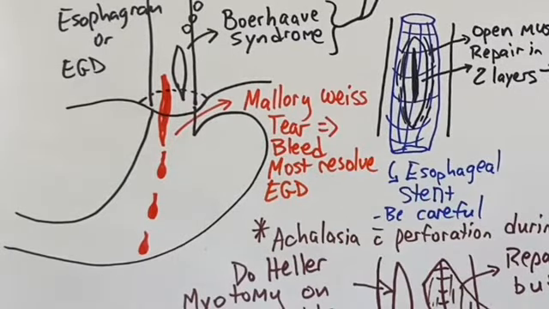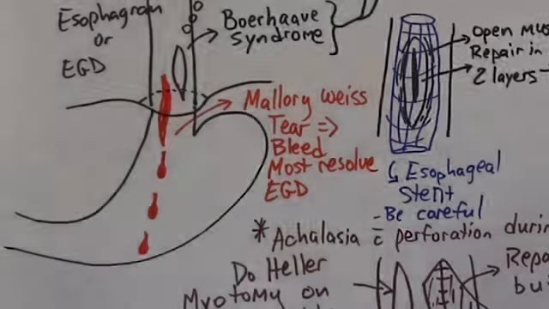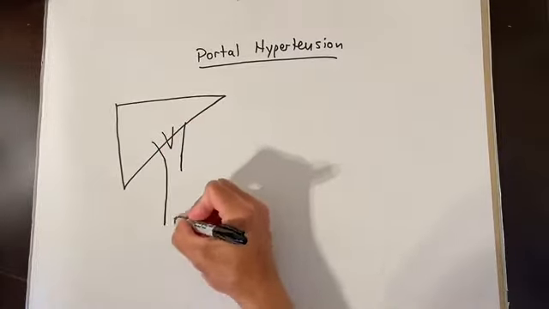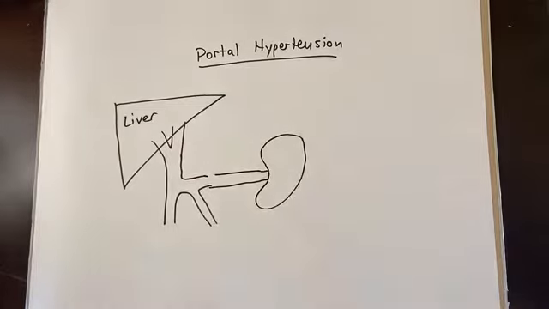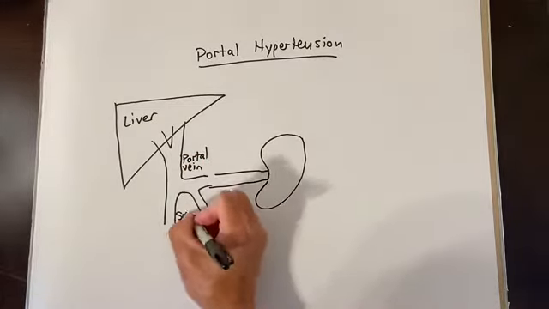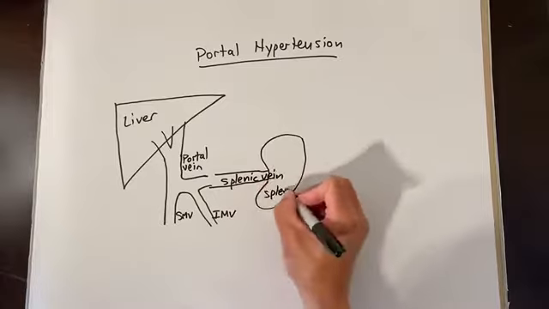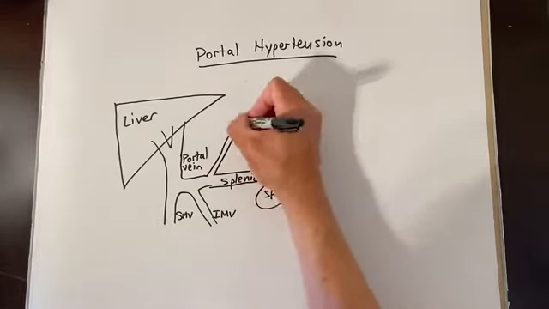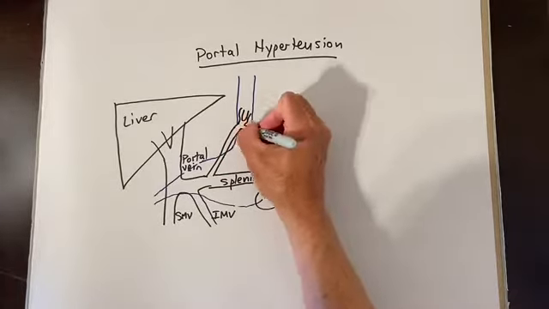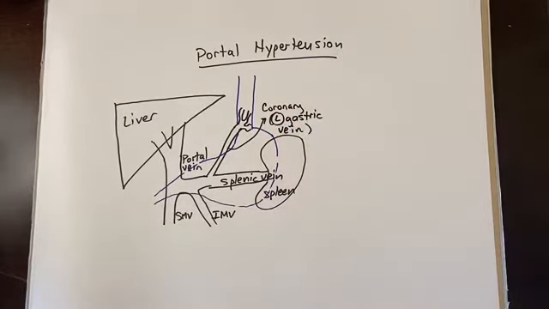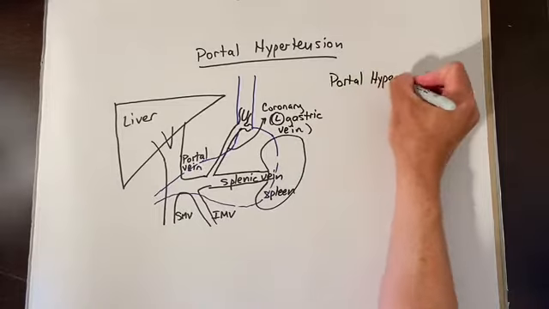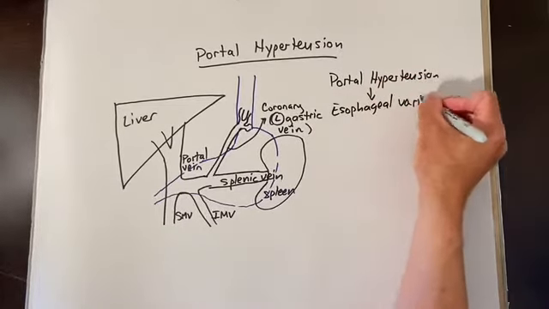Let's talk a little about esophageal varices. Esophageal varices are related to portal hypertension. The portal vein is made up of the superior mesenteric vein, or the SMV, the inferior mesenteric vein, or the IMV, and the splenic vein. The coronary vein, which is also the left gastric vein, drains into the distal esophagus and connects to the splenic vein. So portal hypertension leads to esophageal varices, which can bleed.